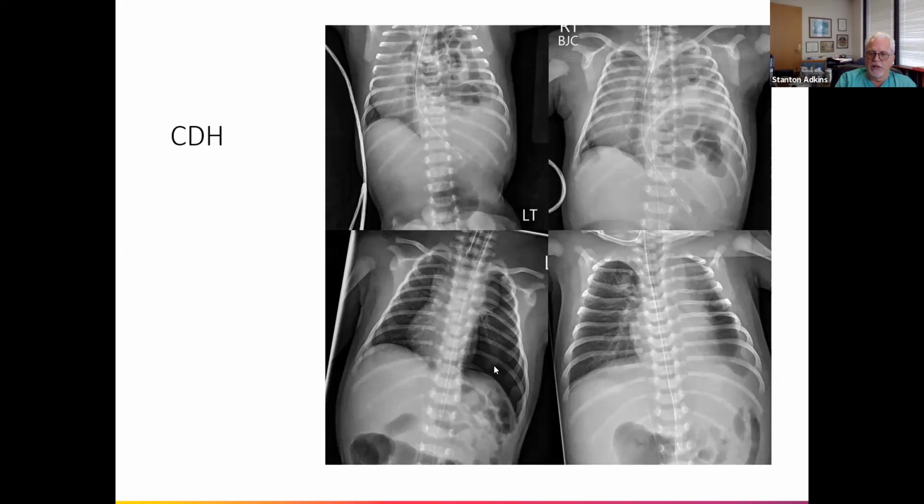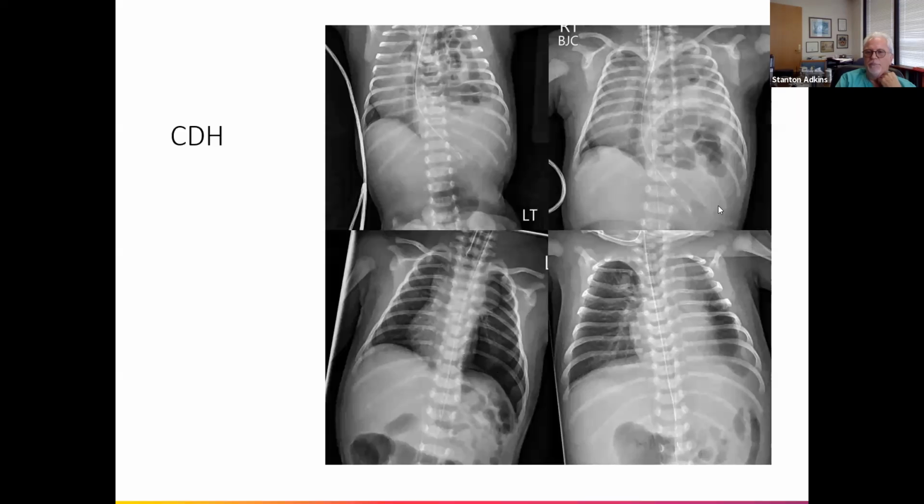You can see that the lung is still small here. The lung doesn't come close to filling the chest. But over time, the lung grows and fills the chest. And this is still before discharge. But by the time the child is 6 months to a year old, you're going to have a very symmetrical chest, and you're not really going to know that the child had a diaphragmatic hernia.